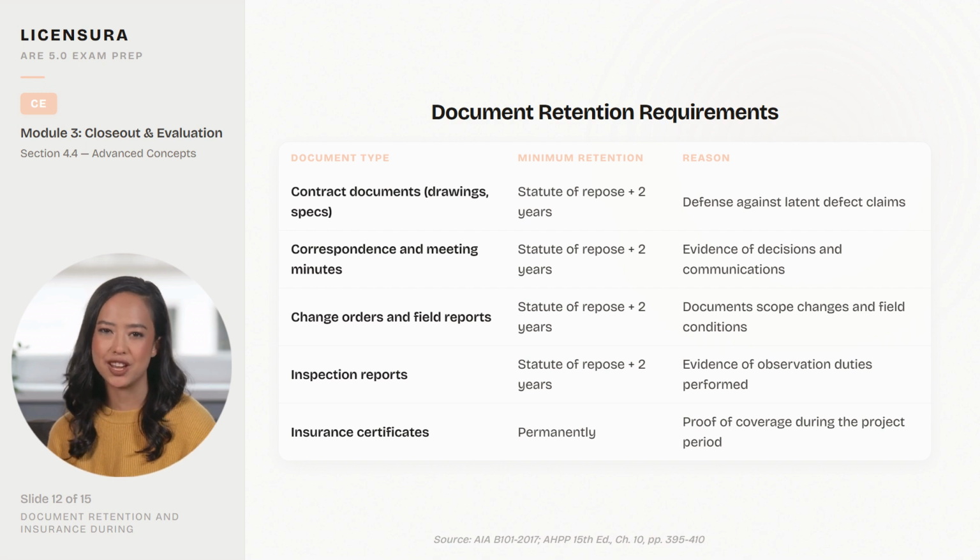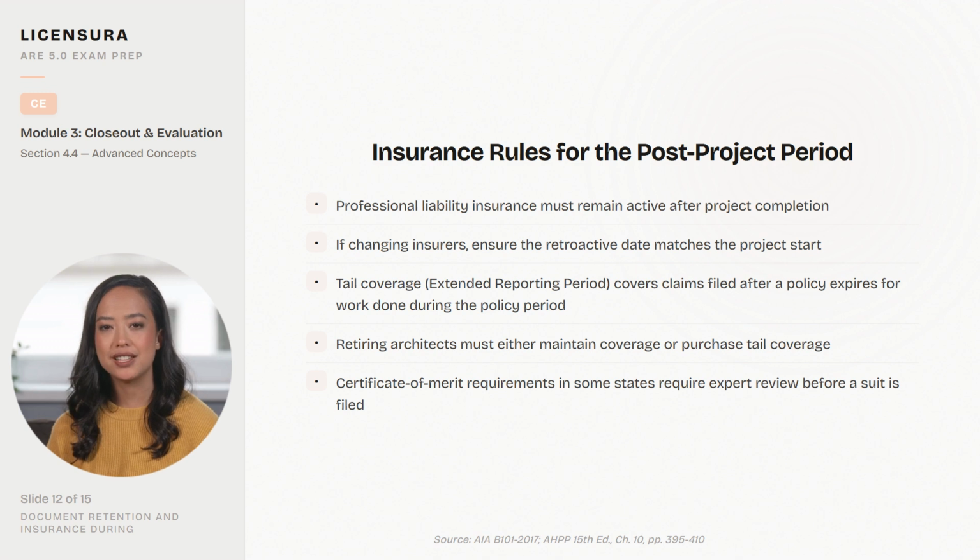These retention periods are driven by potential litigation exposure. This list identifies the insurance rules that apply during the post-project period. Professional liability insurance must be maintained on a claims-made basis through the statute of repose period. The retroactive date on the policy must predate the start of services.